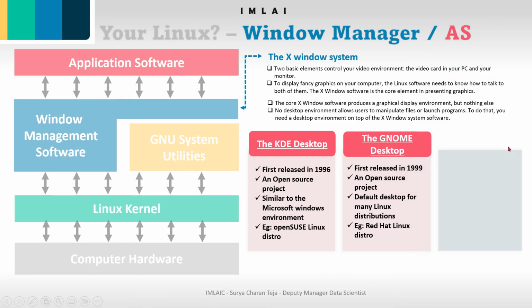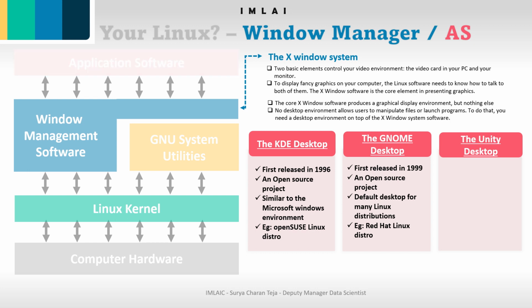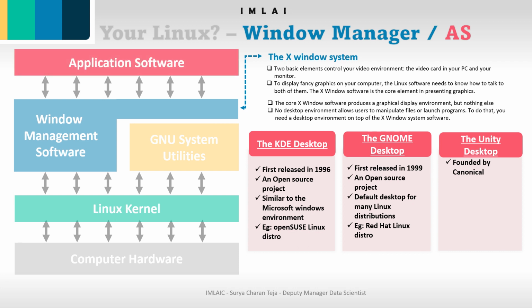Then one more desktop type that we have is the Unity desktop. If you are using the Ubuntu Linux distribution, you will notice that it's somewhat different from both the KDE and GNOME desktop environments. Canonical, the company responsible for developing Ubuntu, decided to embark on its own Linux desktop environment called Unity.